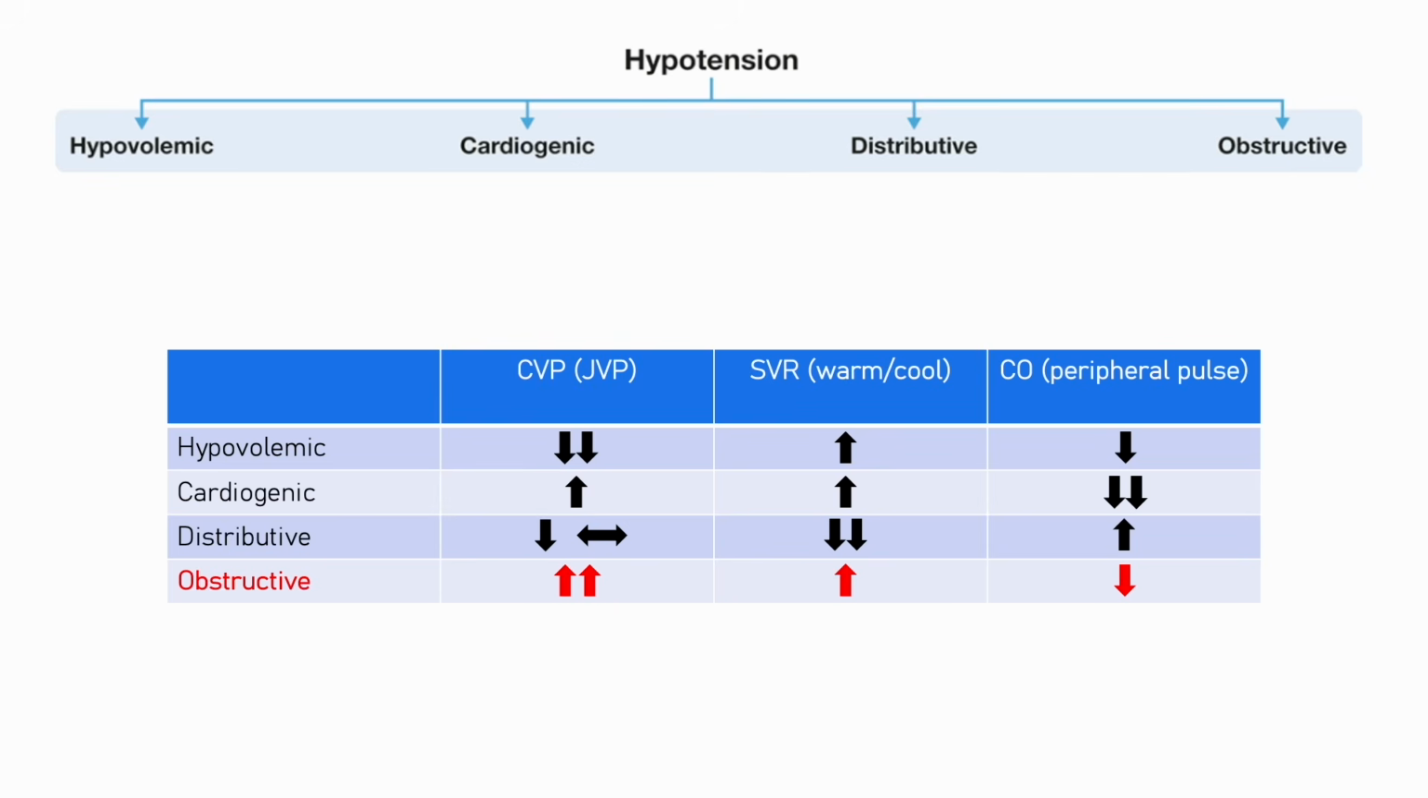But unlike hypovolemia, blood is backing up behind the obstruction. That leads to elevated venous pressures, which we see clinically as an increase in jugular venous pressure. The body senses the low blood pressure and responds with sympathetic activation, increasing systemic vascular resistance. So these patients also tend to have cool extremities. So the pattern in obstructive hypotension is high CVP, high SVR, and low cardiac output, with a double up arrow for high CVP because that's the fundamental problem.